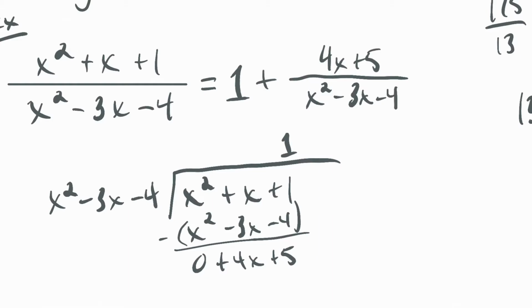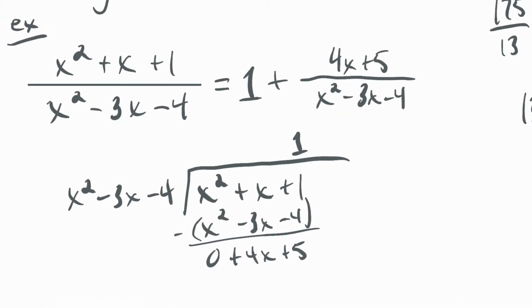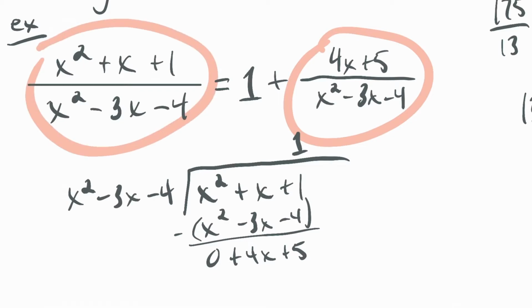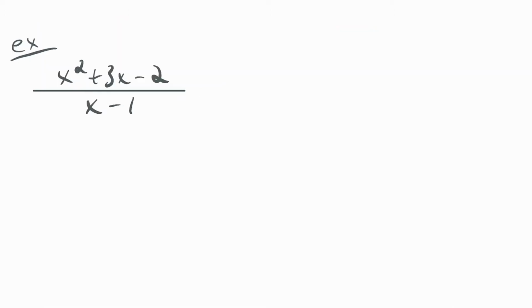Okay, that's the long division step. And now I have something where I can consider the partial fraction decomposition because the degree is small enough. If I try to do it here, it won't work. I have to divide first. Okay, so let's do one more example of division.